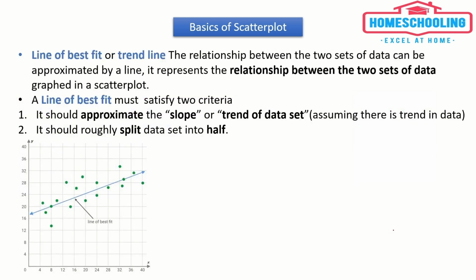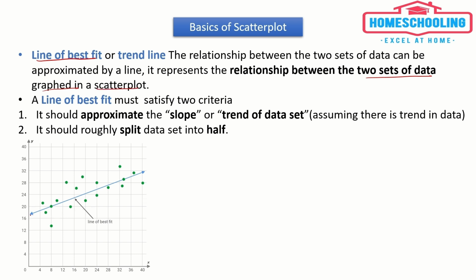Now, there's one more concept in scatter plots, that is the line of best fit. So the relationship between the two sets of data can be approximated by a line. It represents the relationship between two sets of data graphed in a scatter plot.